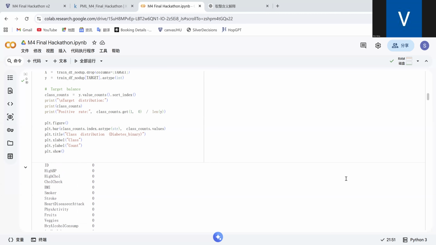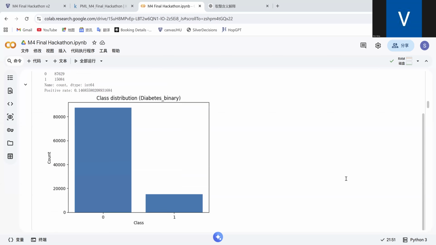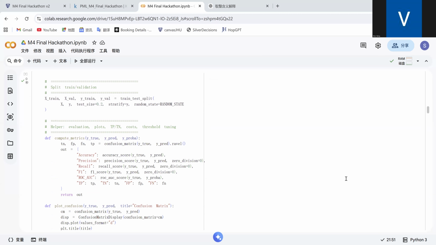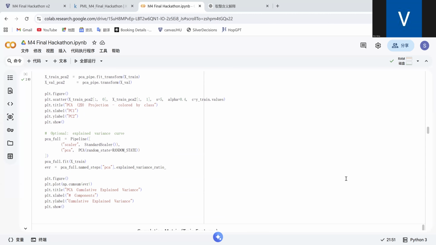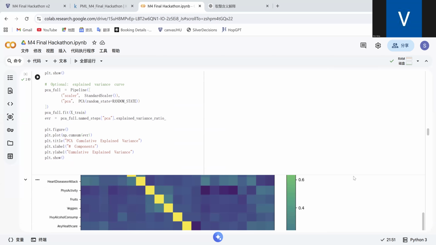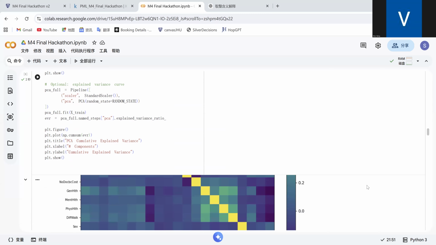Next, I examined the class distribution, which shows a clear imbalance with the positive class as a minority. This confirms that accuracy alone would be misleading, so metrics such as recall, F1 score, and ROC-AUC are more appropriate. I also analyzed the correlation matrix. While some features are moderately correlated, there is no severe multicollinearity that requires aggressive feature removal.